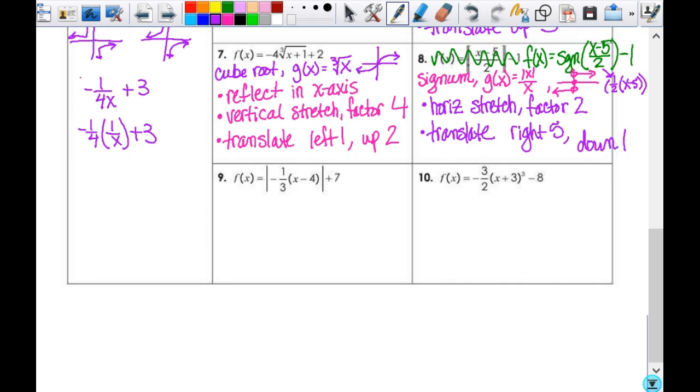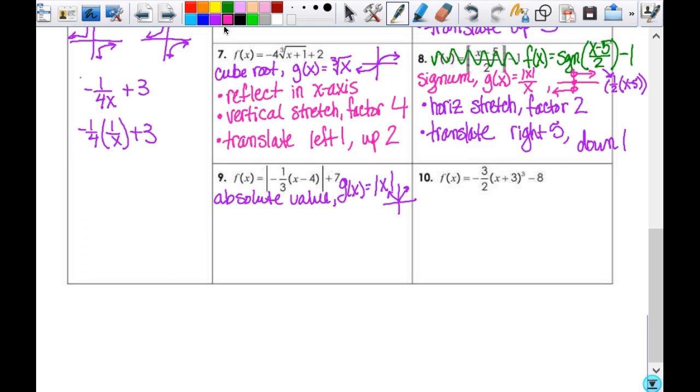Everybody okay with all that? Okay. So this is what kind of function? Absolute value. And that means g of x equals the absolute value of x. And we've already done that one, so we know it looks something like that.